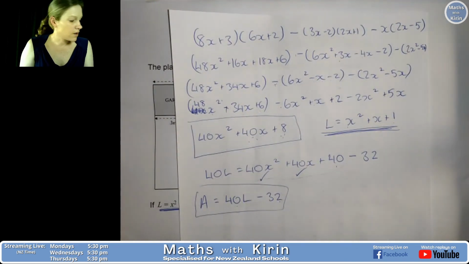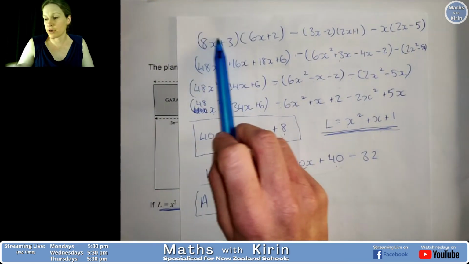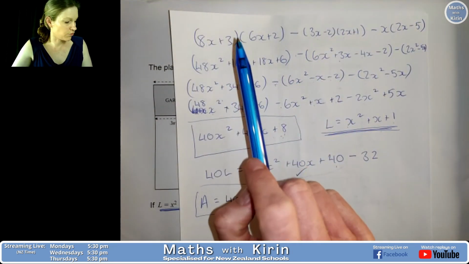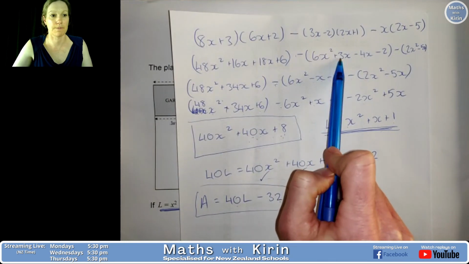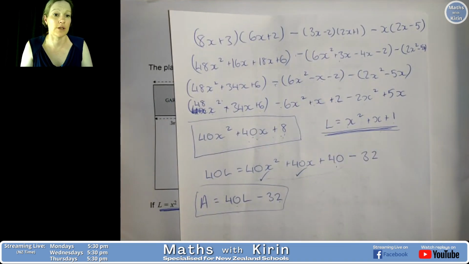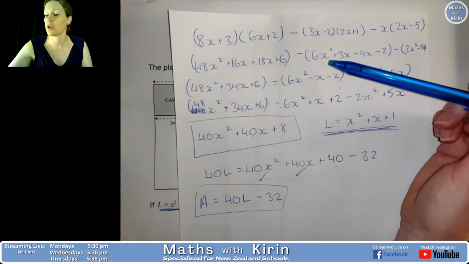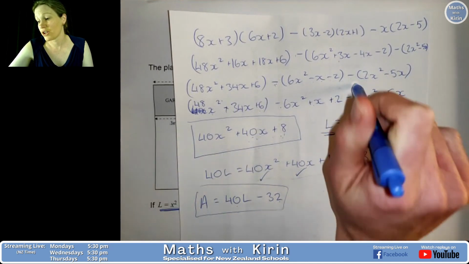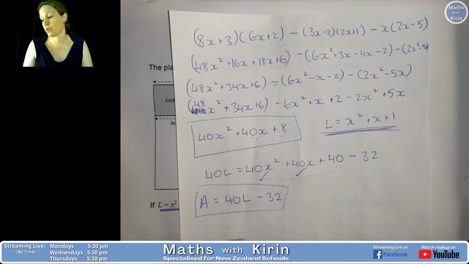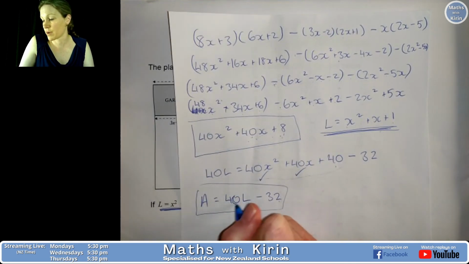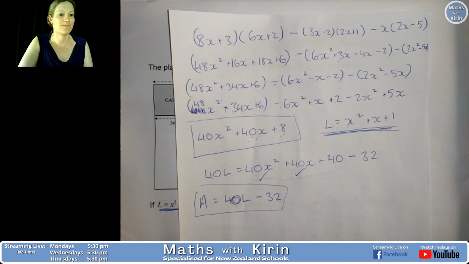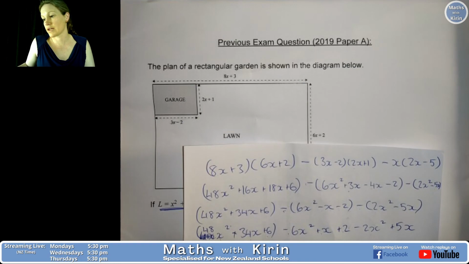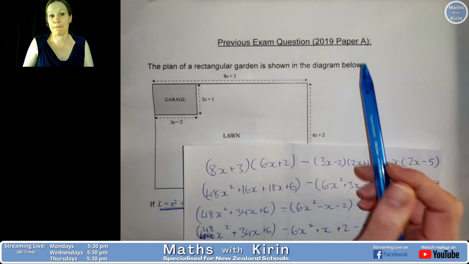For achieved, you need to establish an expression for the area, or you need to expand correctly two pairs of the brackets. Okay, if you can do that, then you can get achieved. So if you can set this up, even if you don't quite get the expanding stuff, you can still get achieved. Okay, if you make an error, you can still get merit. Okay, and if you work that through to your 40L minus 32, you get excellence. Okay, so that was from last year's MCAT, and it's from paper A.